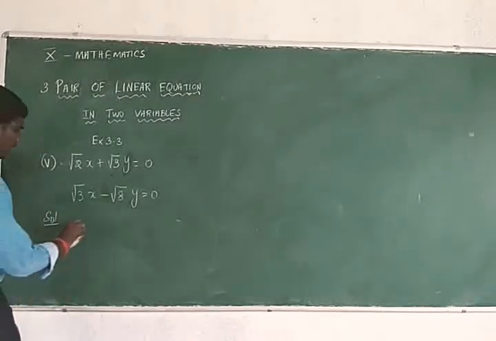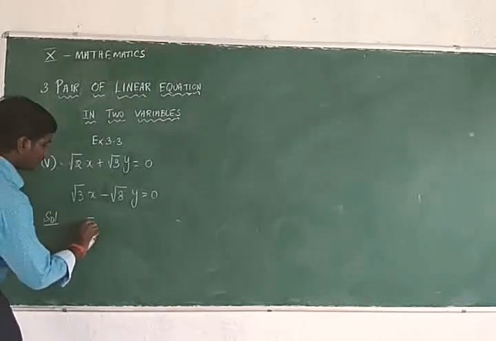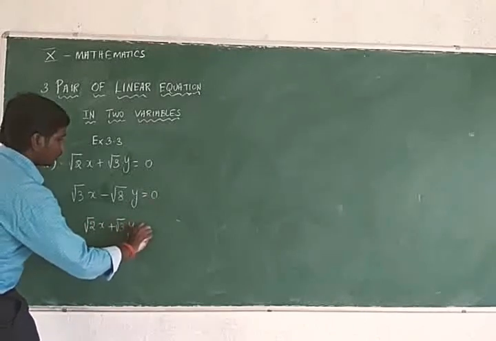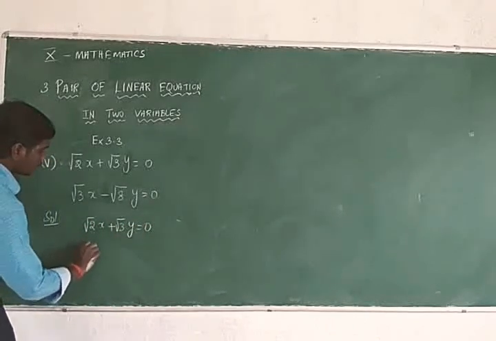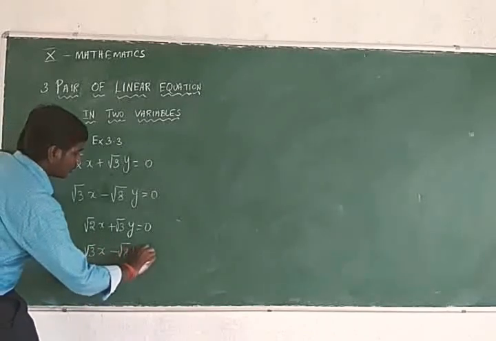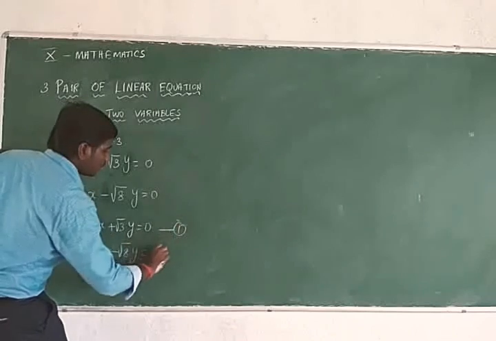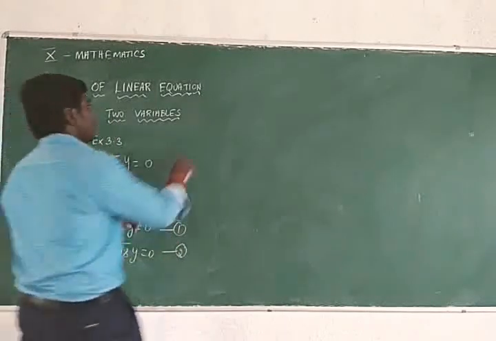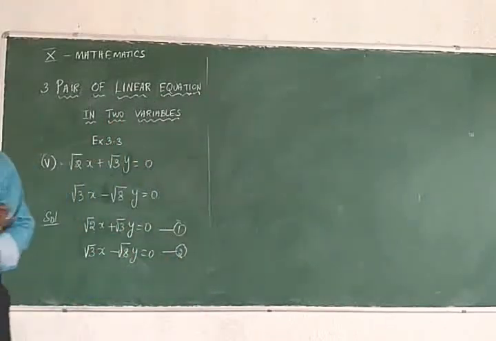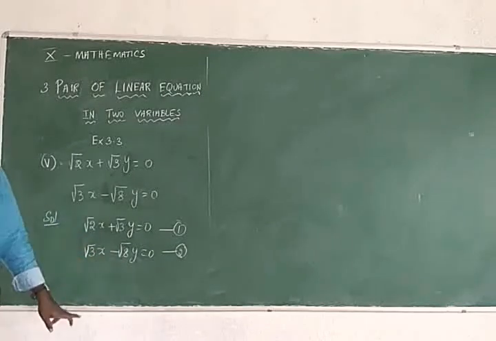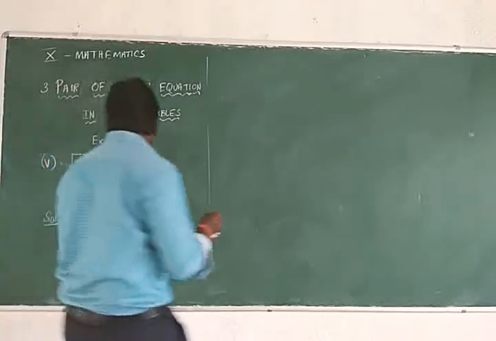Okay, again read the question. Square root of 2x plus square root of 3y equal to 0. Second equation, square root of 3x minus square root of 8y is equal to 0. This is equation number 1, this is equation number 2. So what is the first step? You find any one variable in terms of another variable. Before that, choose any one equation. All of them have some coefficient, so no problem. Work it out.